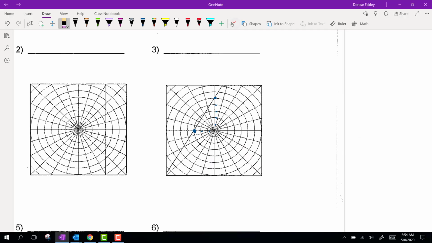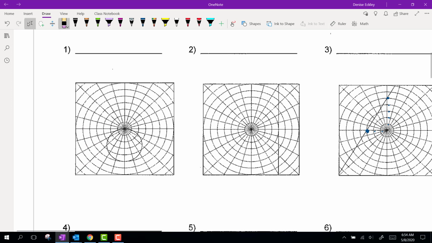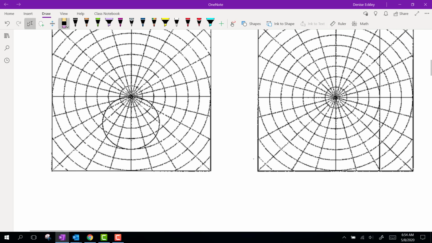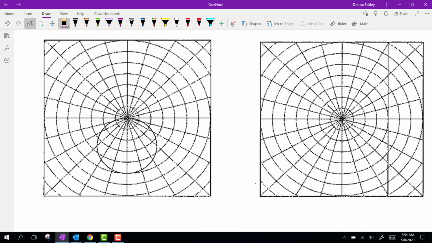This short video is going to cover how to take polar graphs and write equations from them. So we're going to start with something simple, which is a circle. And hopefully you guys can see this. And this circle has a diameter of 1, 2, 3, 4, 5 units.